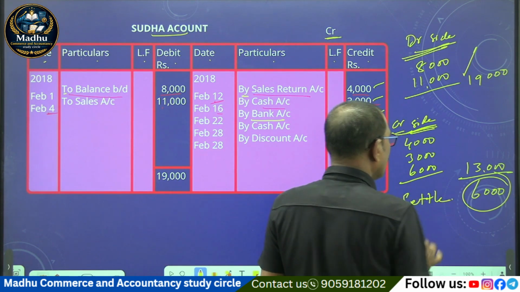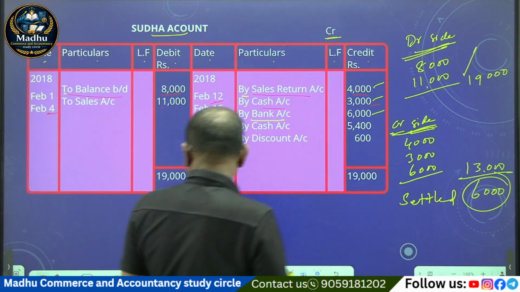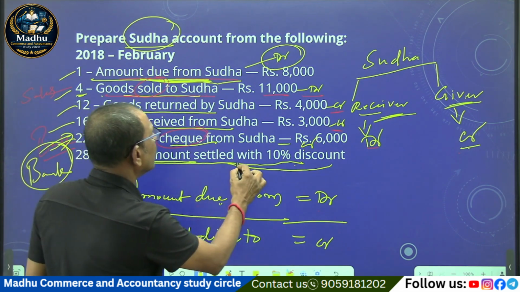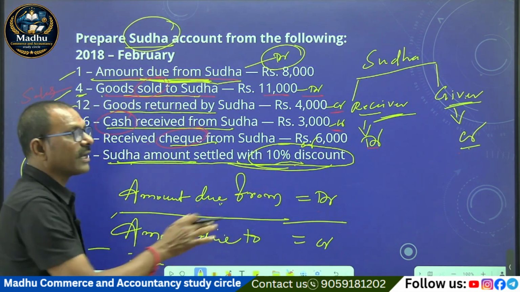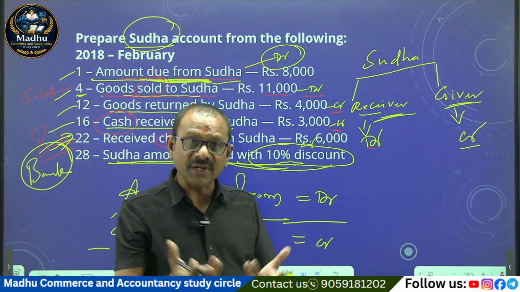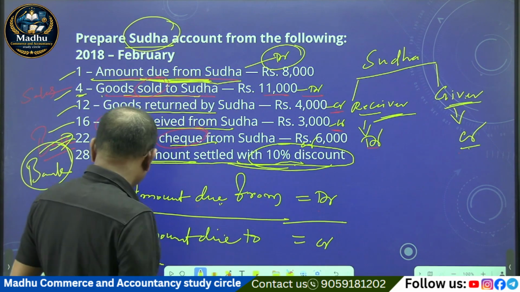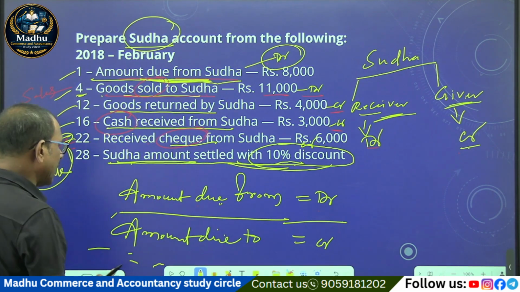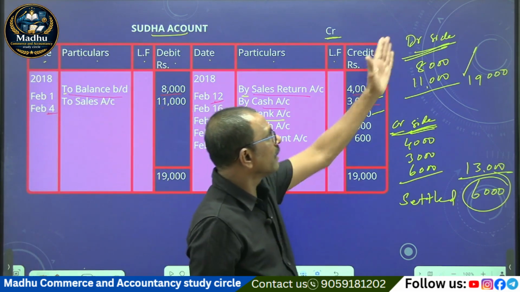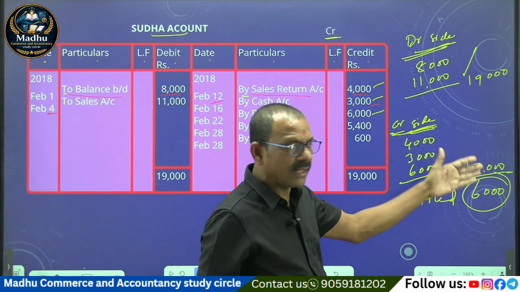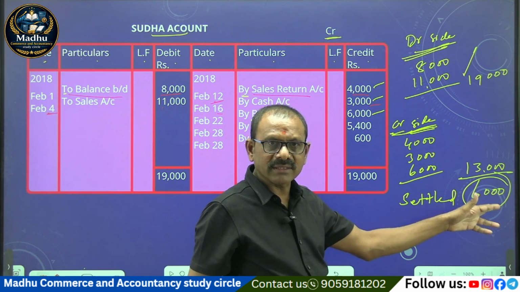Let's settle it. How to settle? You see the question: Sudha amount settled with 10% discount. What is the remaining balance? What is the difference between debit and credit? That should be settled. Whatever difference in amount there is between debit and credit, we are settling it. Debit has the full 19,000, credit has 13,000, and the difference is 6,000.